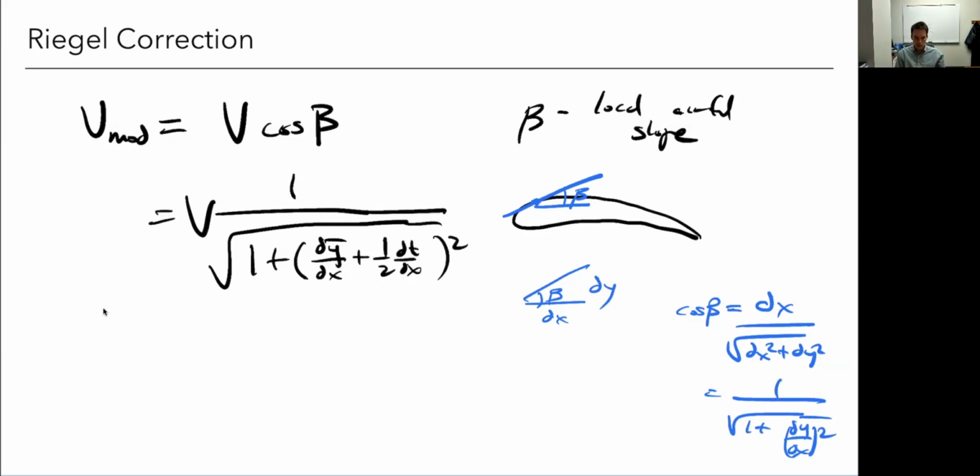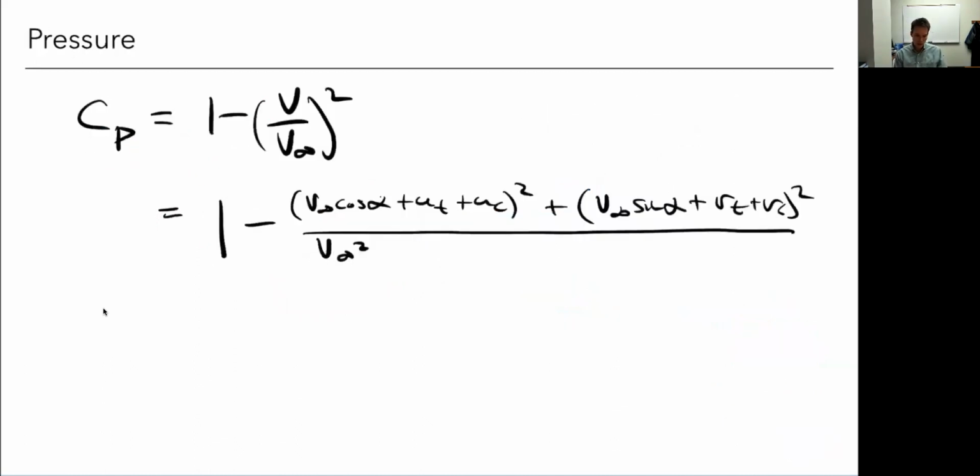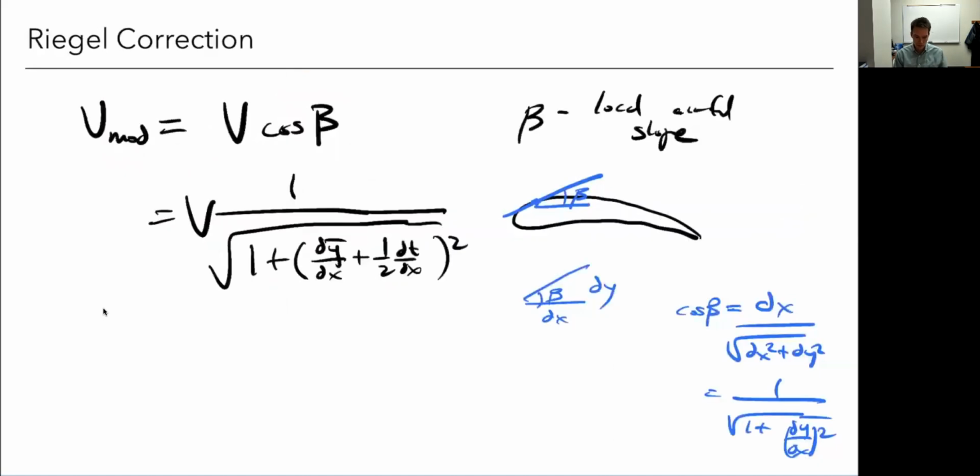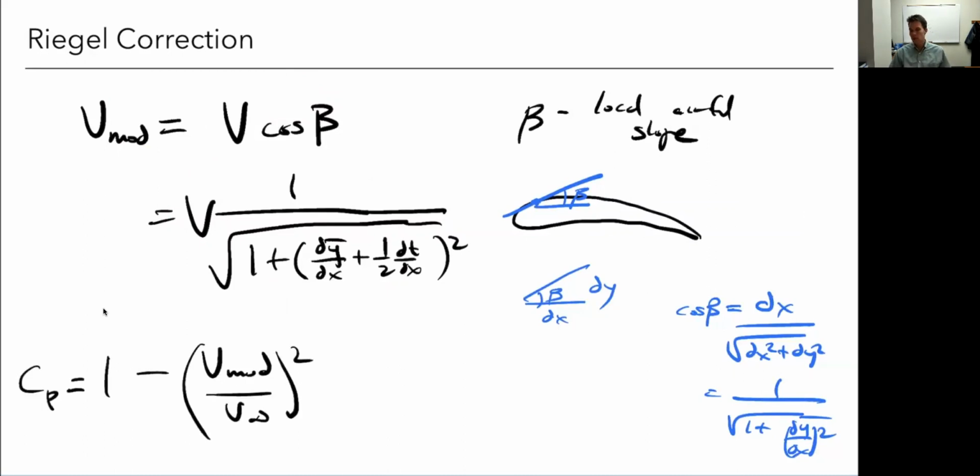And so how you use this is, you compute velocity like we already explained. We just add this one correction. Basically, if you don't like looking at this, just compute beta however you like. It's just that angle of the slope of the geometry. Now we have this modified one. So when we compute our pressures, instead of using V, we use V modified. So this is going to be 1 minus V mod over V infinity squared. And that'll give you a much better pressure distribution towards the nose, and everywhere else it'll have negligible change.